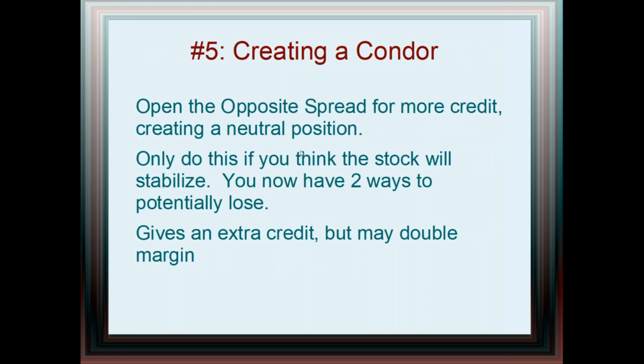Number 5, creating a condor or a butterfly or a broken wing butterfly. All these are kind of similar. I don't prefer to use the butterfly approach when trying to manage a spread. I'd prefer to use a condor. It's a very simple process. And the idea behind it, what are the conditions that would cause us to do this? The stock has fallen against us.